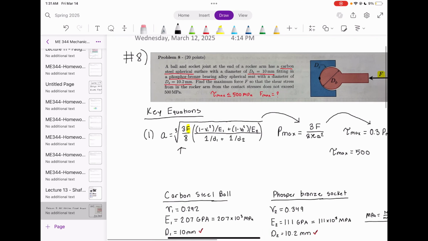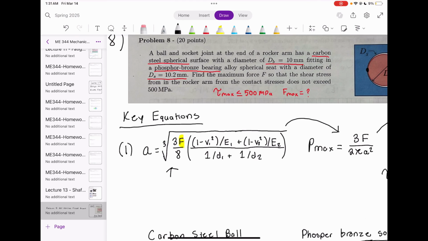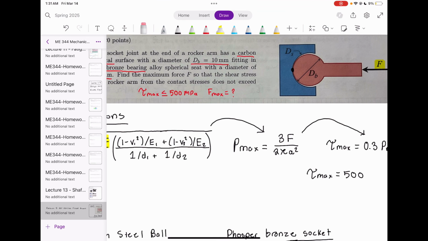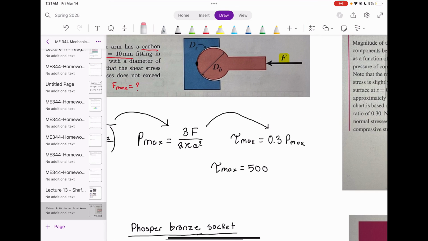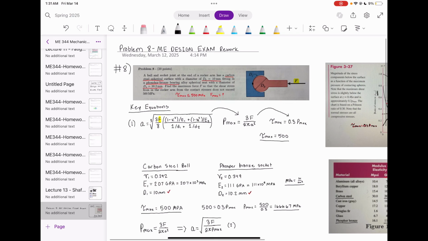And you can actually check your answer by first plugging in your F into the first equation, the radius of contact, and then plugging in your F and your A that you just solved for into your P max, and then finally plugging in your shear max equal to your 0.3 of P max, and that's going to give you your final answer that it is actually equal to 500 and it does not exceed 500.